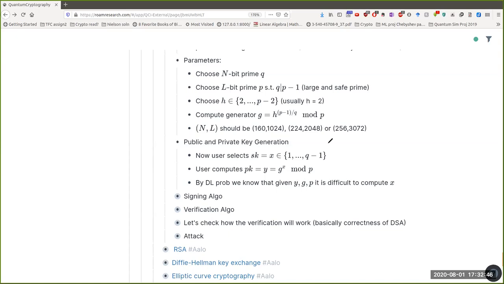What I do now is I select x. SK here stands for secret key. PK here stands for public key. So SK, the secret key, will be your x, which is in the set 1 to q minus 1. Now I'll compute the public key as y is equal to g to the power x mod p, some value y. y will be distributed. So y is public, x is secret.